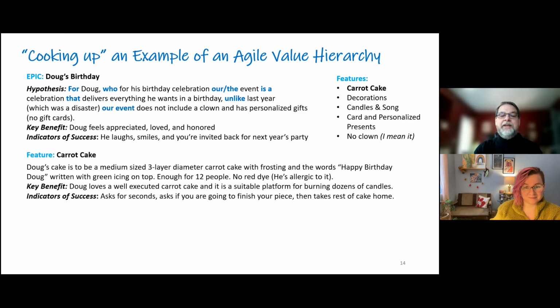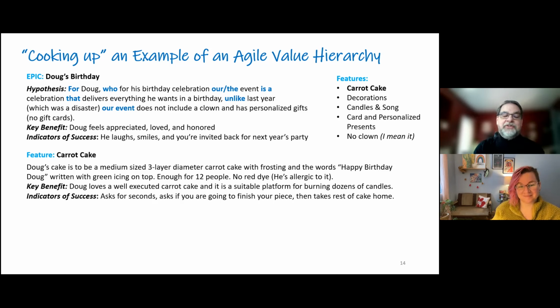Doug's cake is to be a medium-sized, 3-layer, I should say 12-inch diameter carrot cake with frosting and the words "Happy Birthday, Doug" written in green icing on top. Enough for 12 people, no red dye. He's allergic to it. Now, the key benefit is Doug loves a well-executed carrot cake, and it is a suitable platform for burning, in my case, dozens of candles. In fact, I think I have to take out 24, right? Yeah, no, I have to actually take out a burn permit every time I have a birthday.